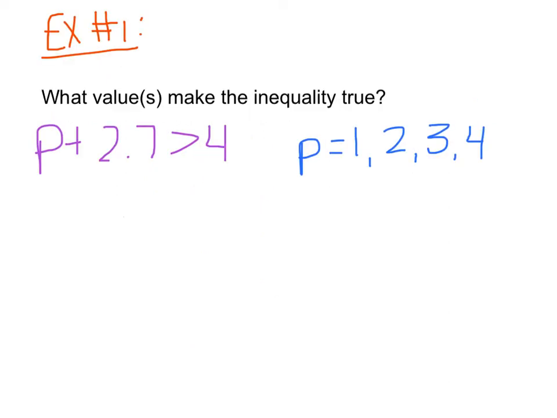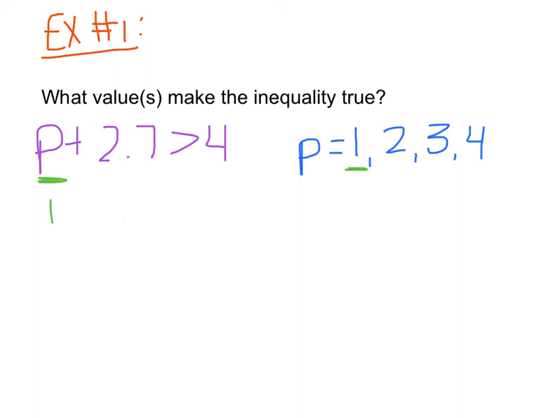Okay, example number 1. What values make the inequality true? We have p plus 2 7/10 is greater than 4. And these are the values that we have for p: 1, 2, 3, and 4. So we're trying to figure out which of those numbers could go in place of p to make this true. The way to figure that out is just to plug it in. So we're going to start with the number 1 in place of p.